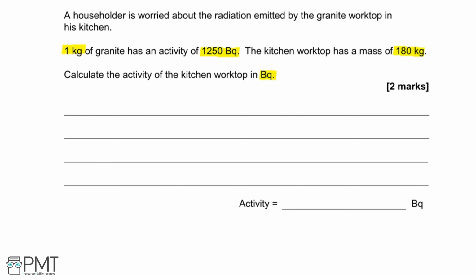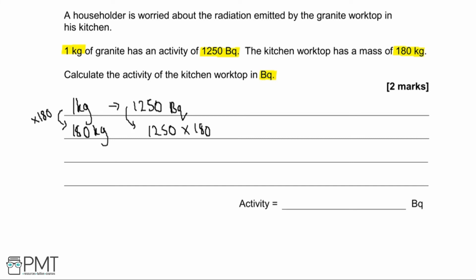So they've told us that for 1 kilogram of this material, the count rate is 1,250 becquerels, Bq. Therefore, this worktop has 180 kilograms. What we've done to get from here to here is multiply by 180. So we're going to do the same, because the count rate will also increase by the number of times that the mass is increased. So times this by 180, we do 1,250 multiplied by 180, and we get 225,000 becquerels.